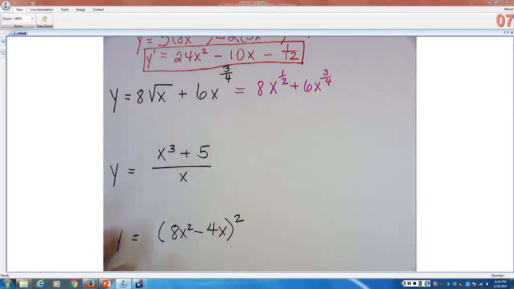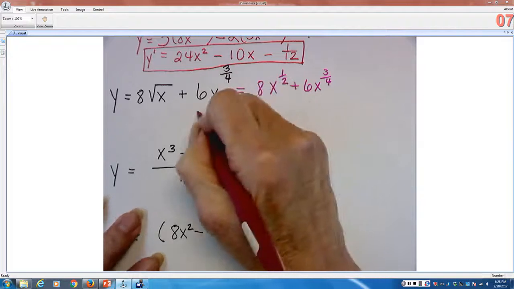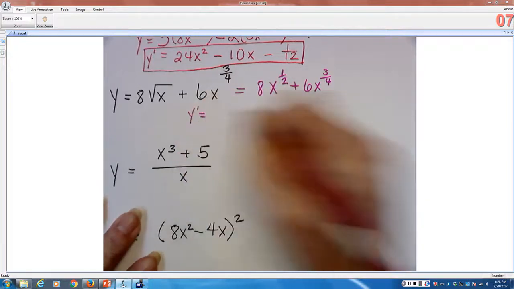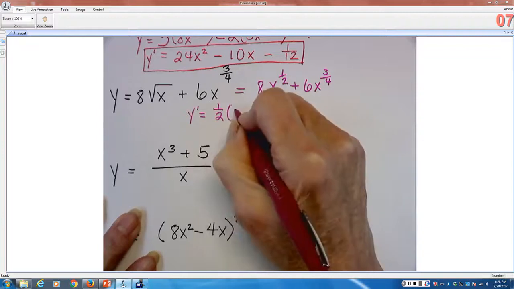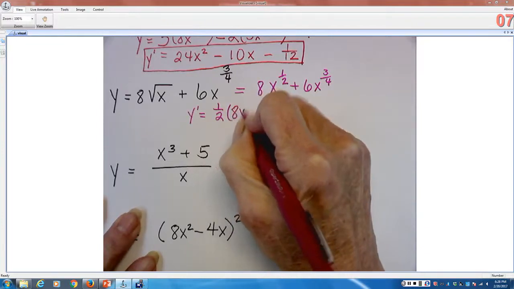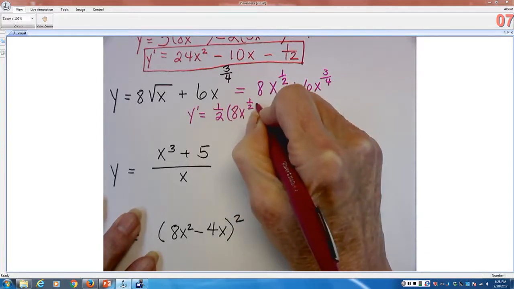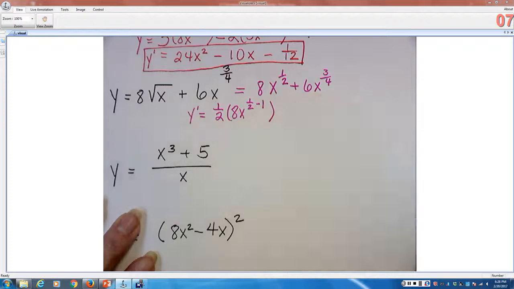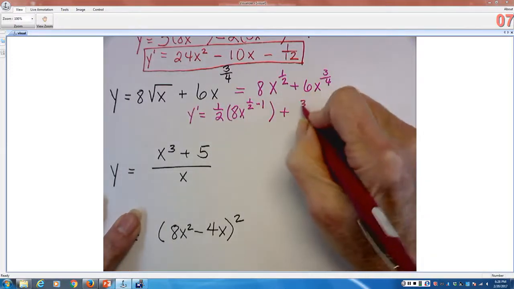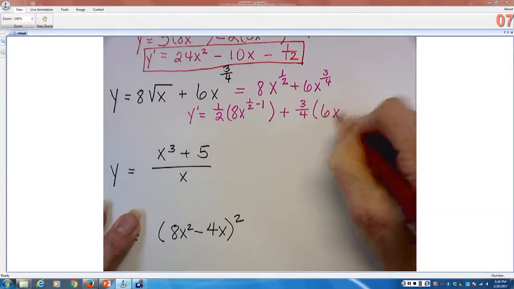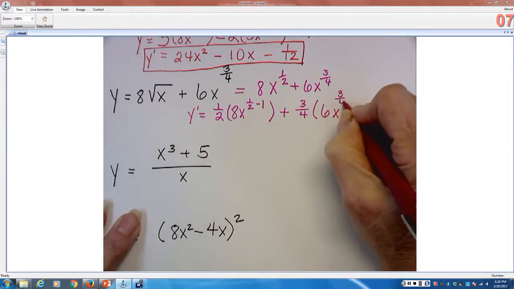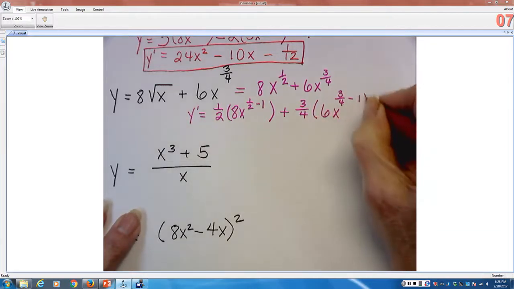And when we take y prime, it's the 1/2 we're going to drop down in front, and then subtract 1/2 minus 1, plus, bring the 3/4 down in front, and then 3/4 minus 1.